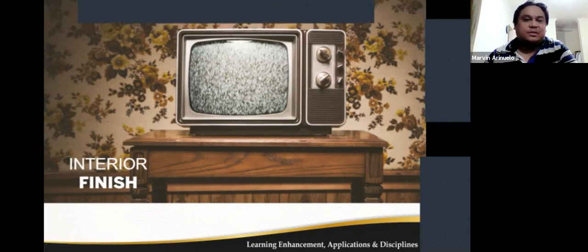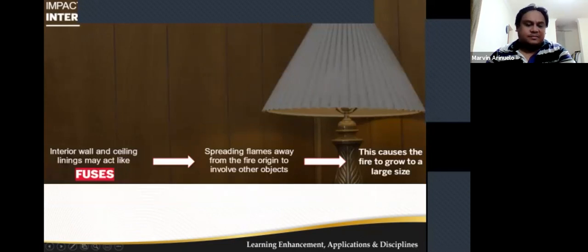Now let's talk about interior finish and the impact of interior finishes. Building interior finishes, principally wall and ceiling linings, can have a major impact on both the fire growth and the ultimate size of the fire. Section 18, Chapter 2 in the Fire Protection Handbook addresses interior finishes. Interior wall and ceiling linings may act like a fuse, spreading flame away from the fire origin to involve other objects. This causes the fire to grow to a large size.